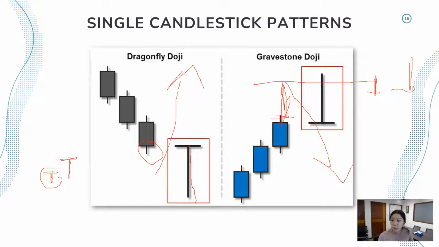Same goes for this one. If you see a big dragonfly doji like this over here, most likely you can go in a trade for a long and you will see a bullish bounce over here.